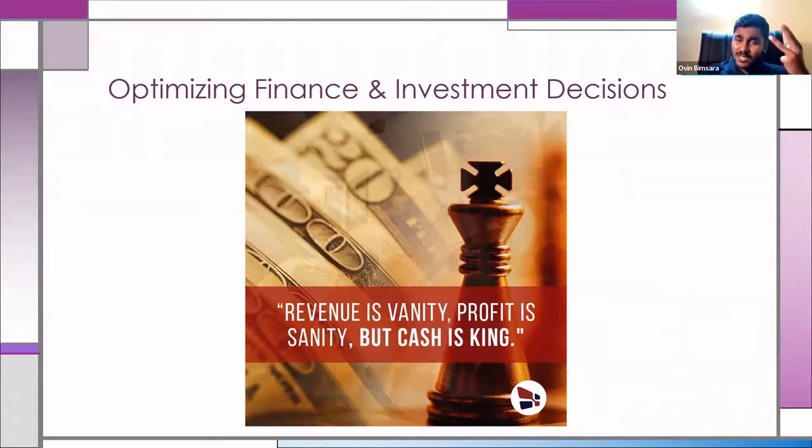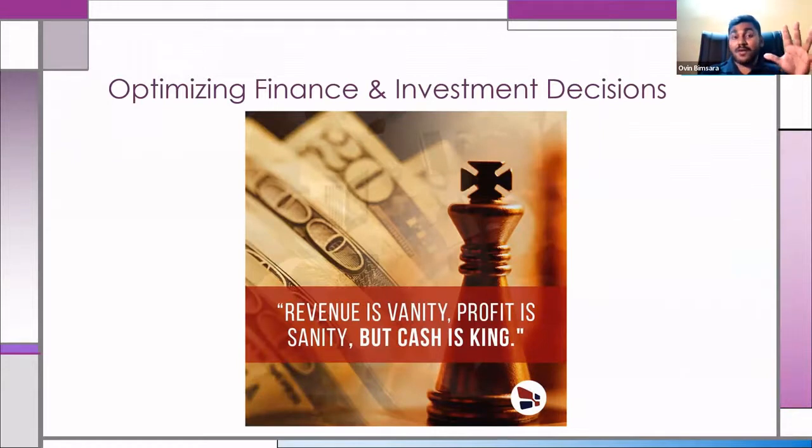Due to those accounting criteria that you are supposed to follow, due to the framework, the profit figure can be manipulated. If you want to show a lesser profit, you can bring more depreciation to the current time period. If you want to show a bigger profit, you can avoid depreciation, avoid any accrued expenses, avoid amortization and increase the profit figure. And that is why we always say profit is sanity.